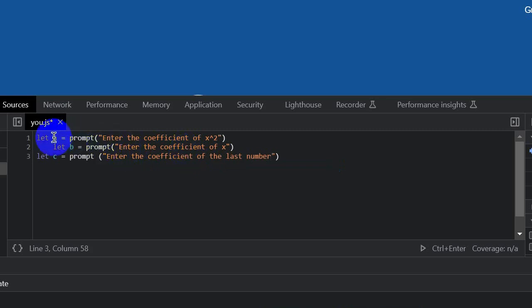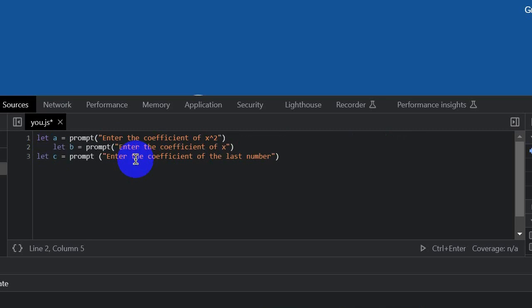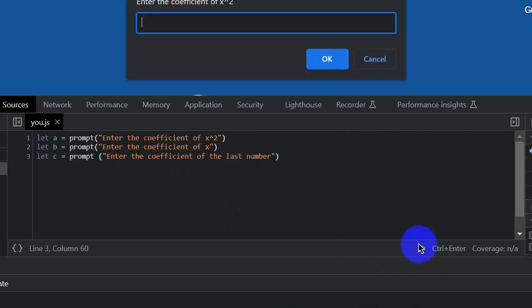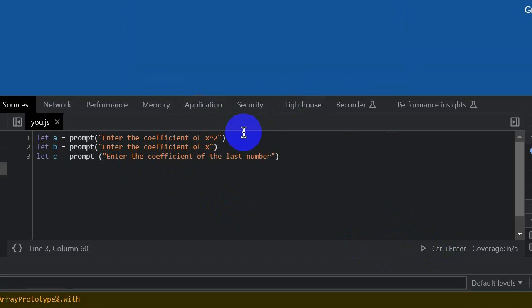So let's test what we have here. Click on this place to test what we have. It's going to say enter the coefficient. Let's just say 2, okay, 3, okay, and 4, okay. So everything is right, no comma, nothing.